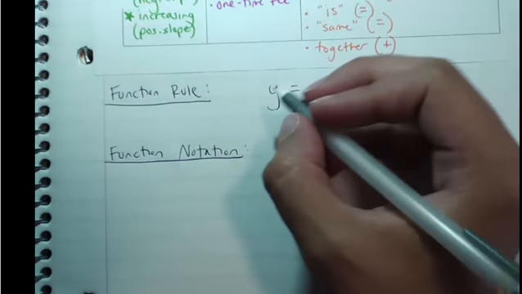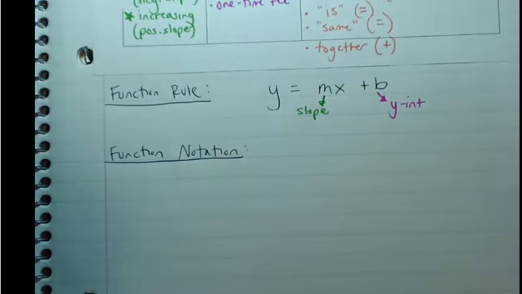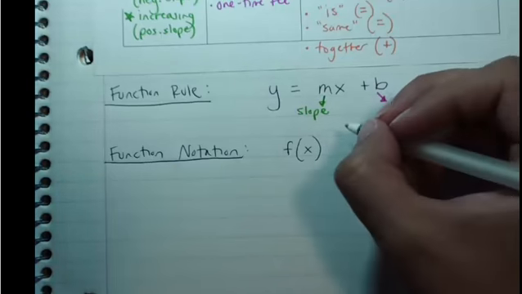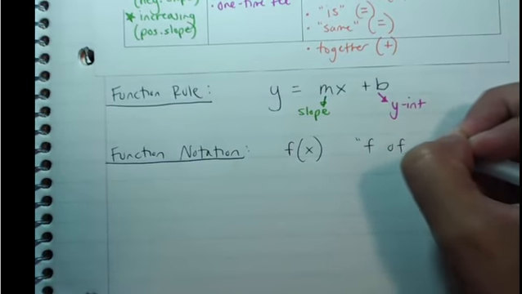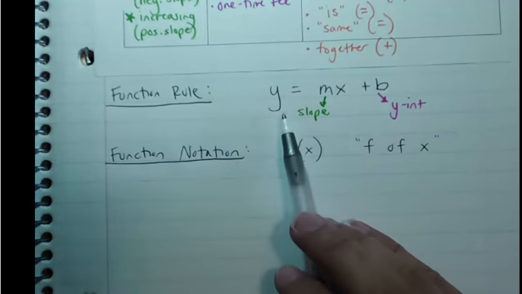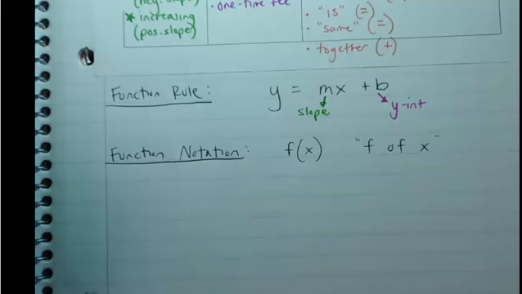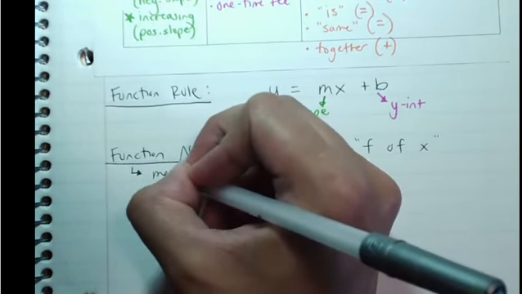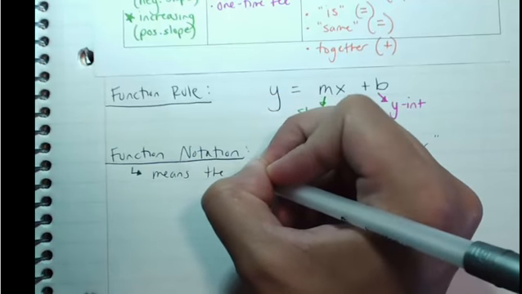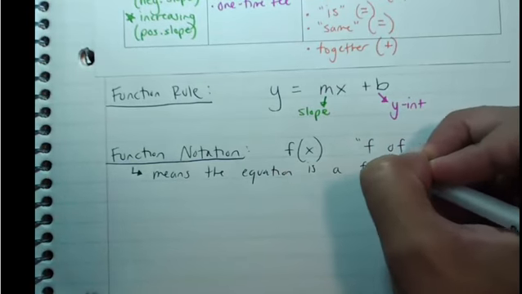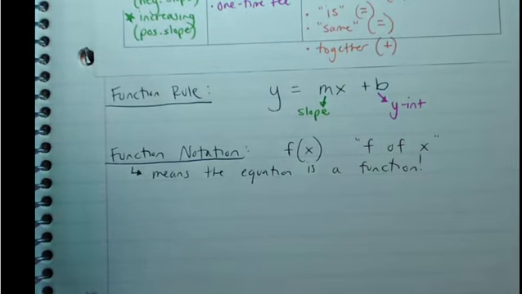And function notation is, instead of the y, what other thing could they use that represents the same thing as a y? They could use this, f of x, remember? f of x. Function notation just replaces the y with f of x. It means the same exact thing. Okay, so you could put, means the equation is a function, which means all the x values are different.